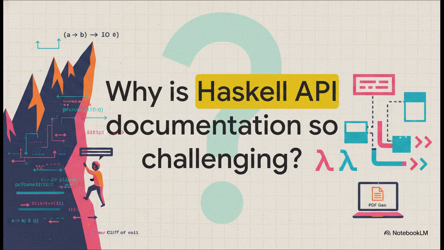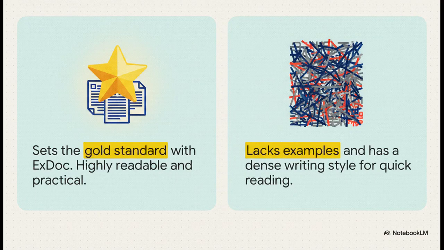sheer cliff face. The author of our source material makes this really fascinating observation here, contrasting Haskell's documentation directly with Elixir. Now, Elixir basically sets the gold standard with its ExDoc tooling. It's highly readable, it's inviting, it's just really practical. But Haskell completely lacks those practical examples. The writing style across its library APIs is, well, incredibly dense. If you're a developer just looking for a quick win to get your project off the ground, that density is a massive roadblock. But instead of just throwing in the towel, the author shares this brilliant, totally pragmatic workaround.